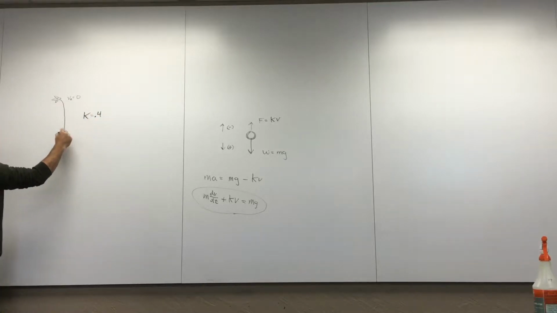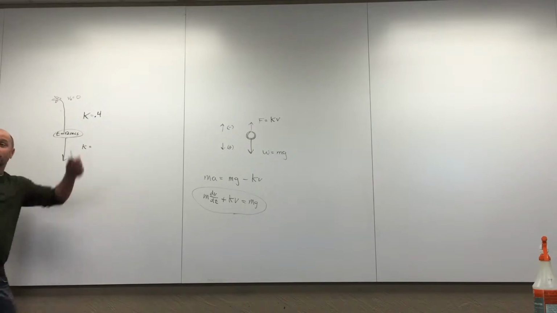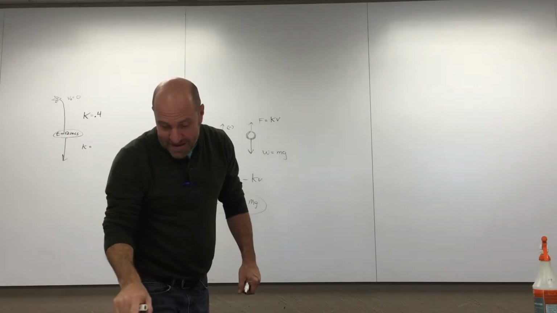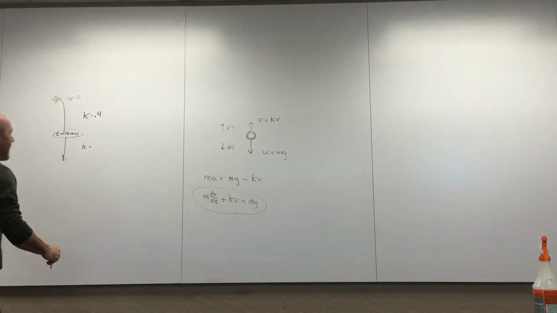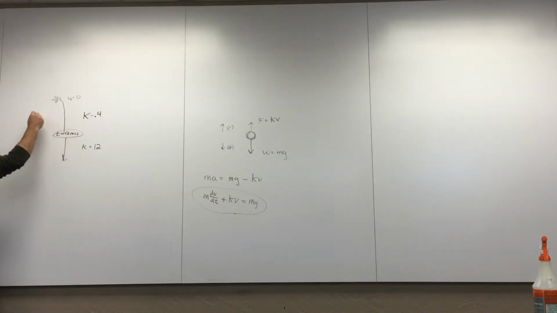So then at 12 seconds, we open the parachute. After we open the parachute, we have a lot more air resistance with that big parachute over our head. And now the k is 12. Wow. Now the k is 12. So this is before the parachute opens. And this is after the parachute opens.